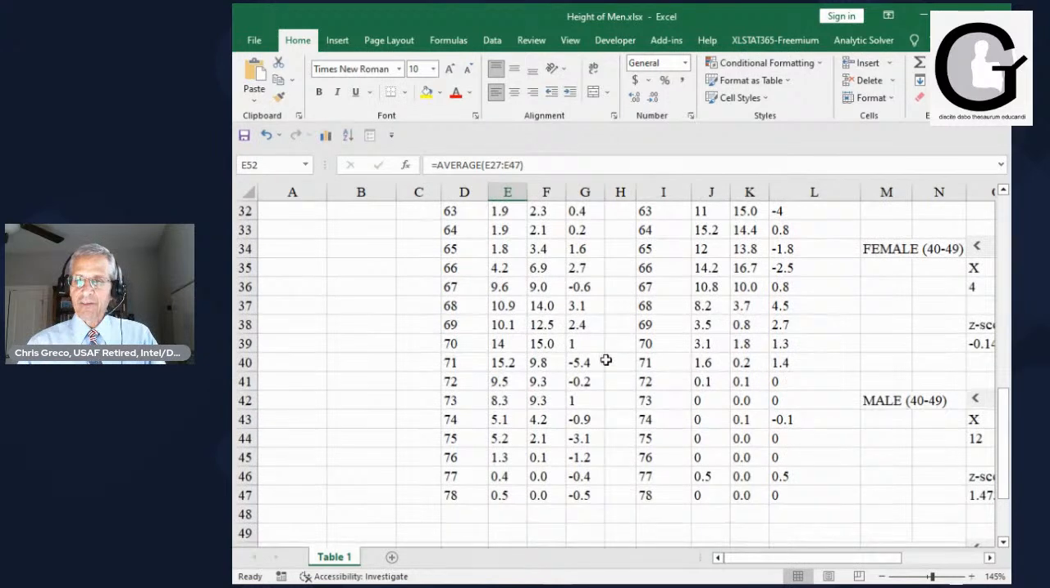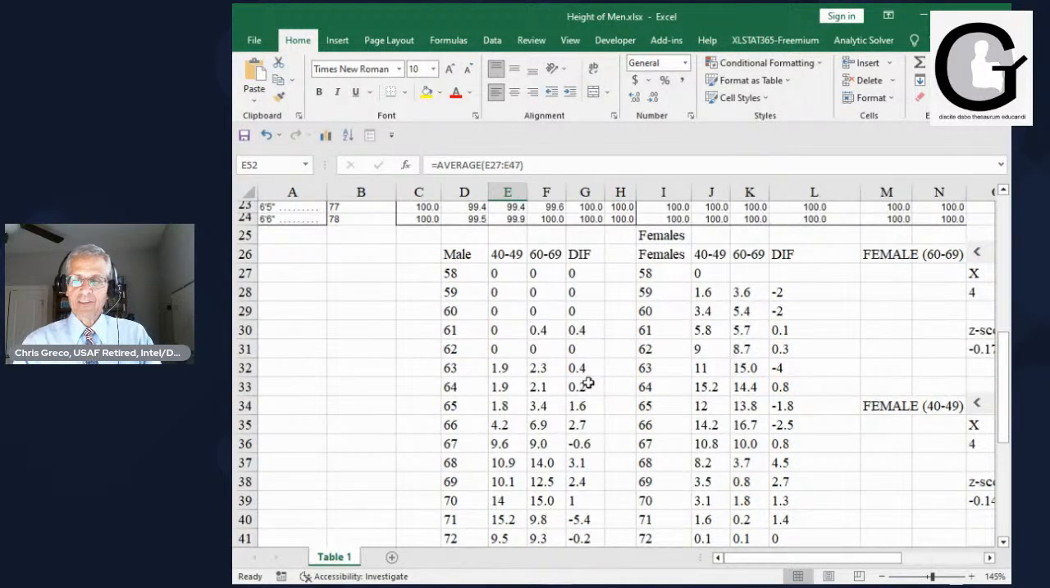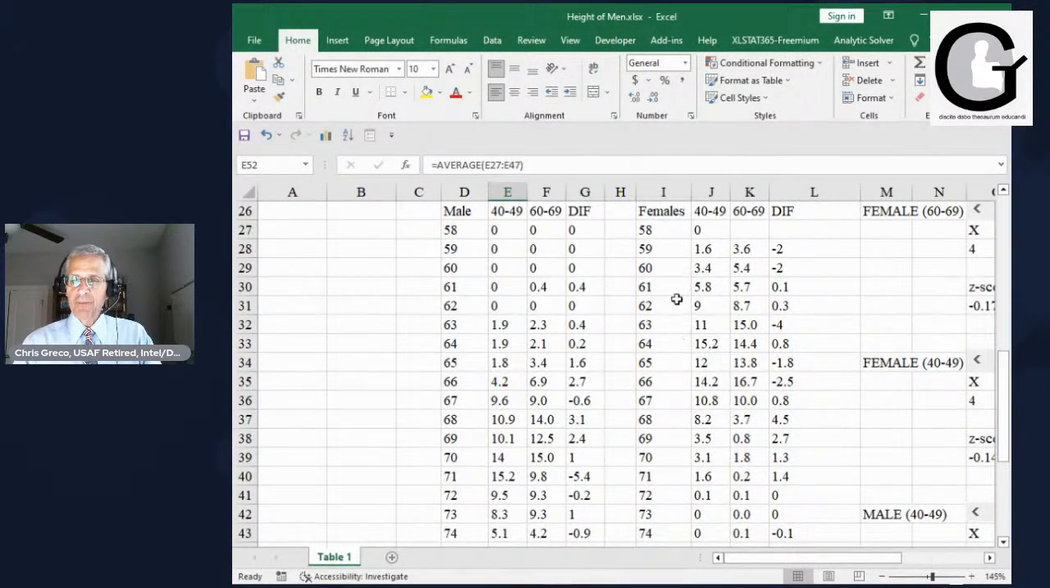And then you have not too many. Once you get to 70, then everything is minus 5% here, minus 0.2, minus 0.2. So once you get to 73, you have like 1% more between 40 to 49 and 60 to 69. So I thought that was interesting. Female, and I did females too. Now, what does all this mean?